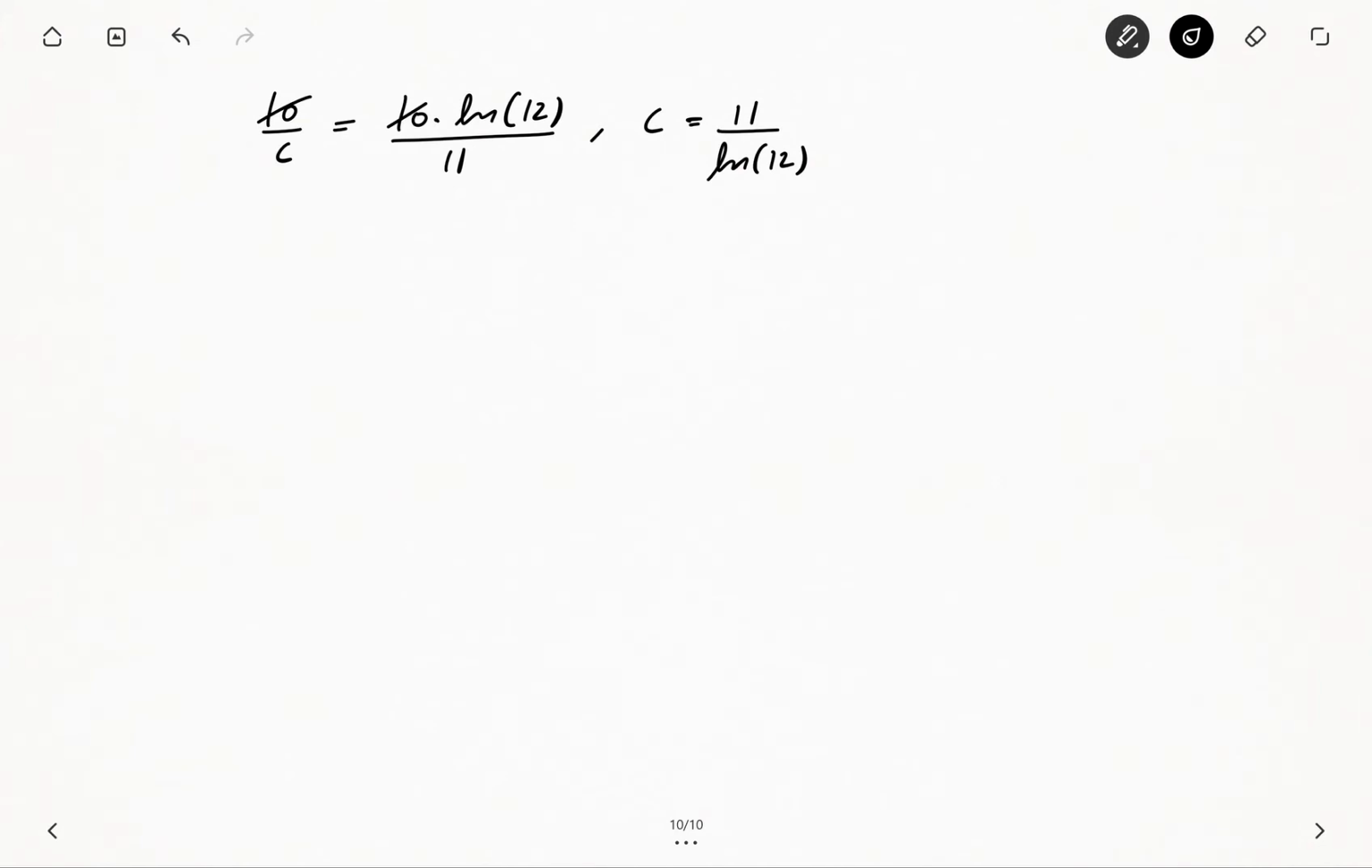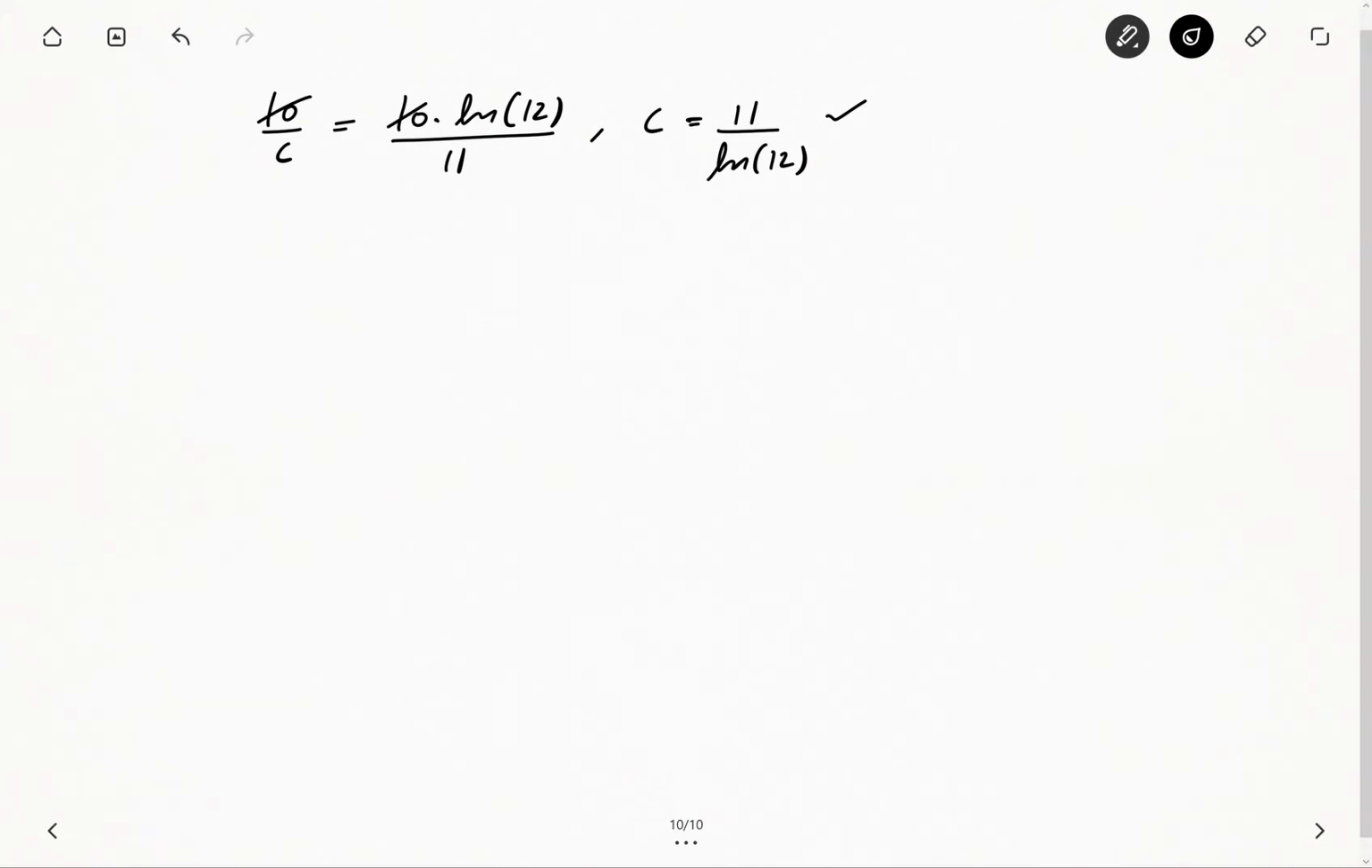When you do so, you get 10 over c equals 10 times ln of 12 divided by, I think it was, 11. So from this, you can cancel these two out, and you can isolate for c. That comes out to be 11 over ln of 12. So this value should lie in the domain, so this is the only value you're going to submit for the answer for this one.